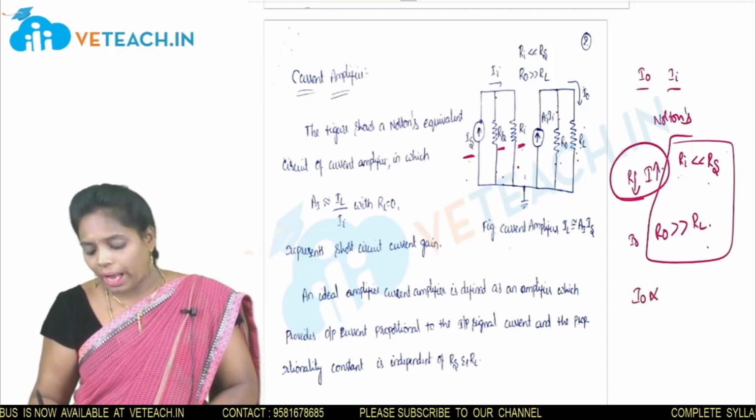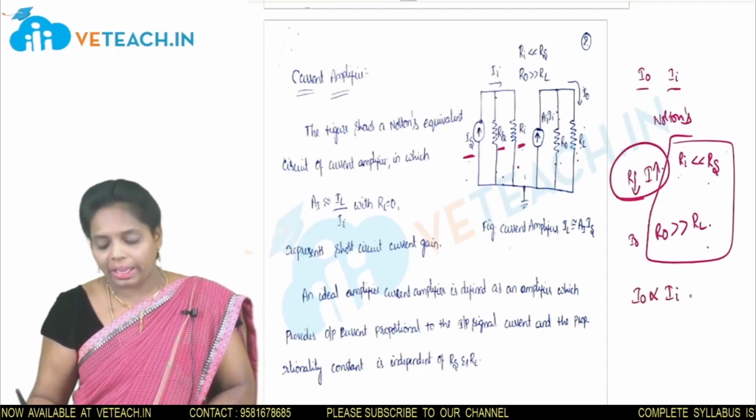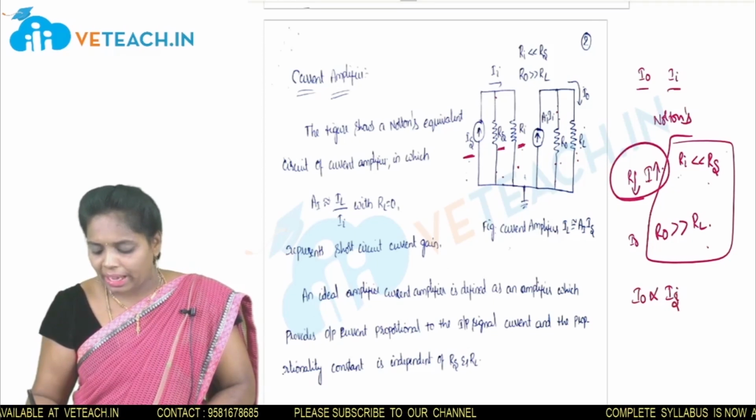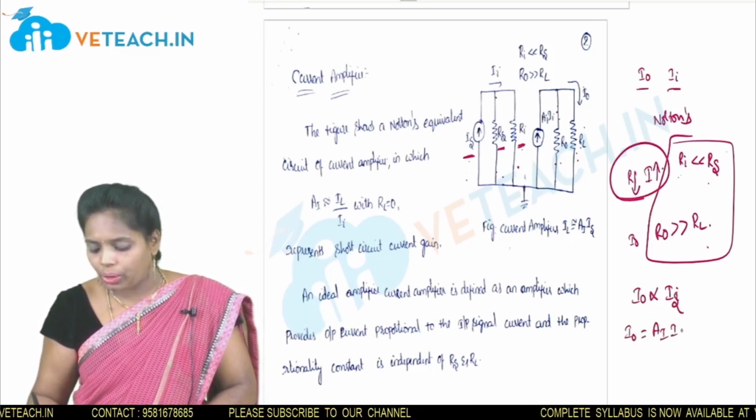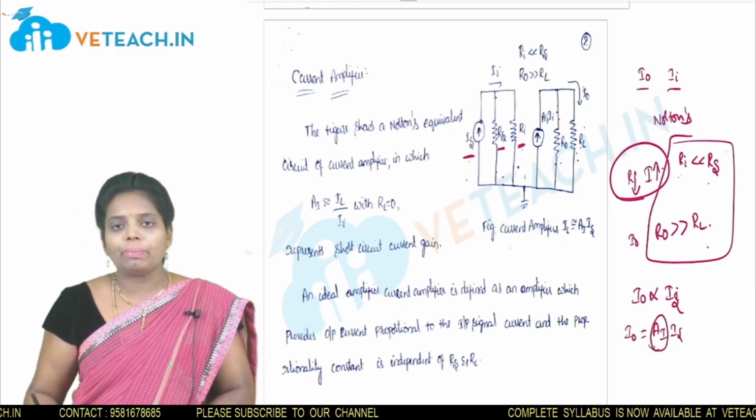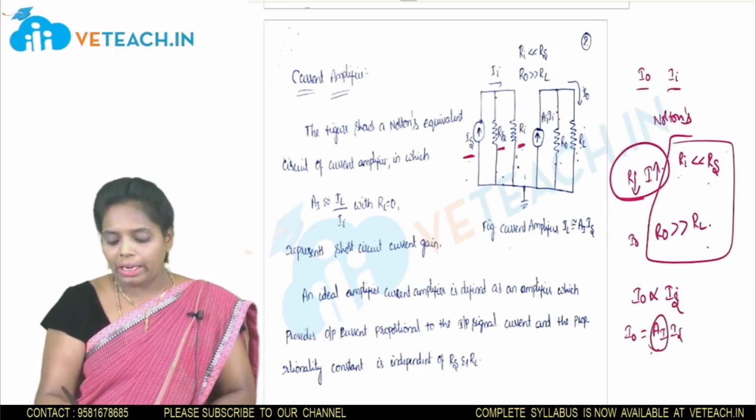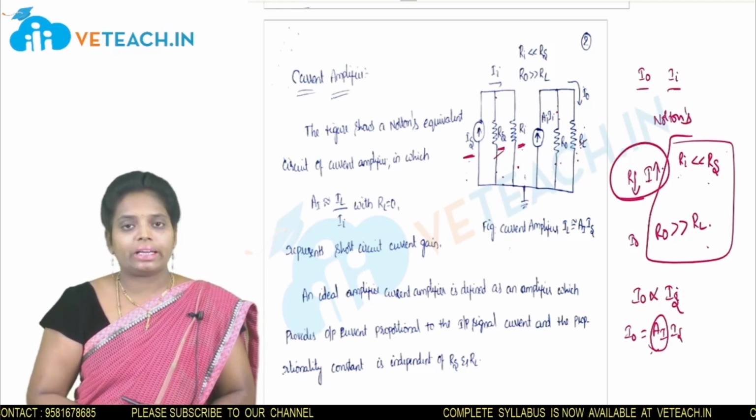The value of I naught is directly proportional to Ii, which is nothing but Is. So I naught is equal to Ai into Is, and this Ai must be independent of RL and Rs. This is the current amplifier.